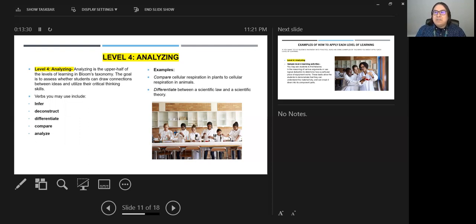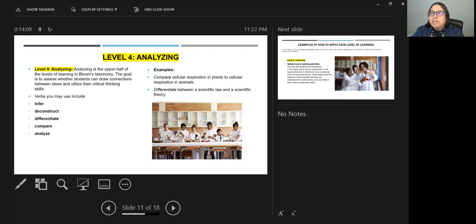And often I find that, having taught 6th grade and 12th grade, the ability for students to do this on their own varies with their developmental age, and so forth. An example of this could be to compare cellular respiration in plants to cellular respiration in animals. How are they similar? How are they different? We can talk about anaerobic, aerobic, fermentation in fungi. There are a lot of different applications.